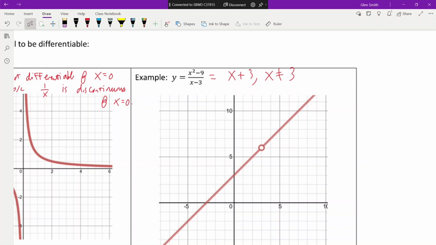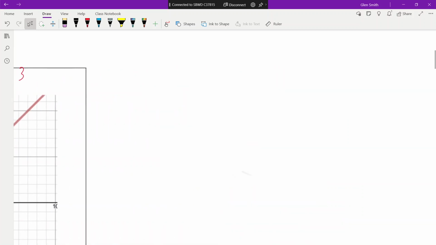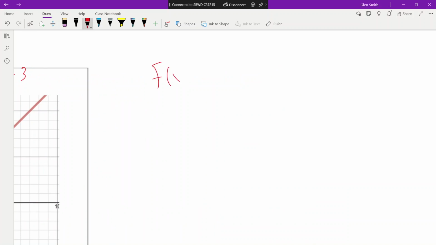Questions? All right. For fun, if I said, hey kids, here's some function that I'm making up. Look at me go. I'm so good at this.